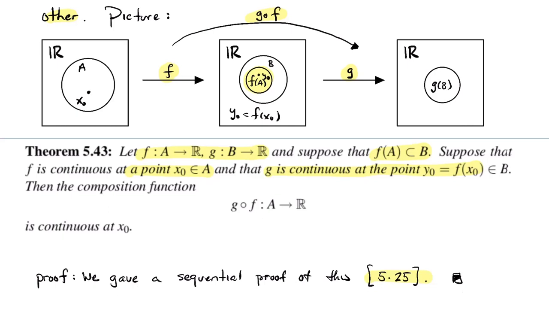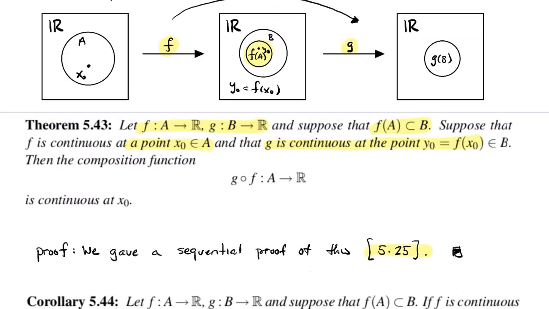Cool. So short story, compositions of continuous functions are continuous, legal fine print, provided that everything is defined, provided that you can actually compose the functions and so on. Nice.